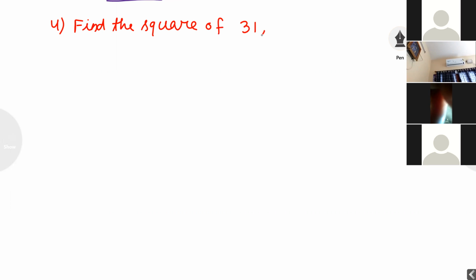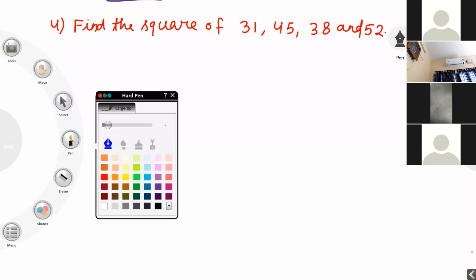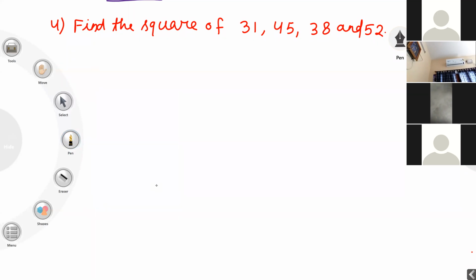31, 45, 38 and 52. Start solving everyone fastly. Find the square of 31, 45, 38 and 52. Start solving everyone.